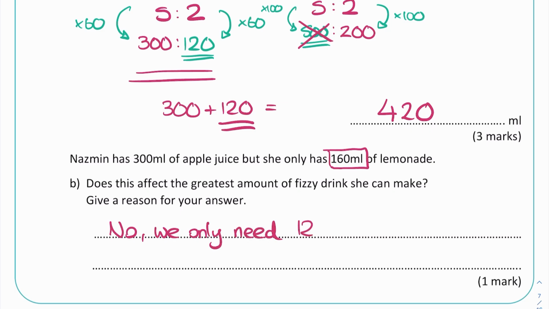120 millilitres of lemonade. And we could say, so there is still enough, something like that. So there is enough. There we go, final answer.